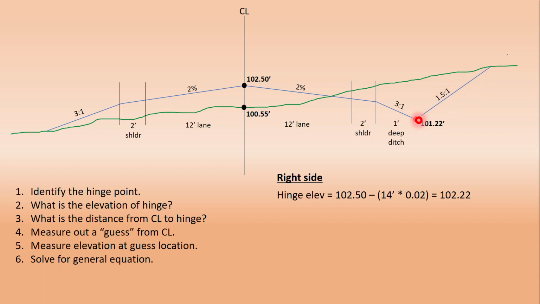So the elevation of the hinge is a little different now. On the right side, it's your centerline elevation minus your 14 feet at 2% for 2800s, minus 1 vertical foot for a 101.22 design elevation. The hinge distance, a little different again this time. You've still got your 14 foot, 12 foot lane, 2 foot shoulder, and now we have a 1 foot ditch at a 3-to-1 slope for 3 more horizontal feet. So we're actually out here at 17 feet for our L distance in the general equation.